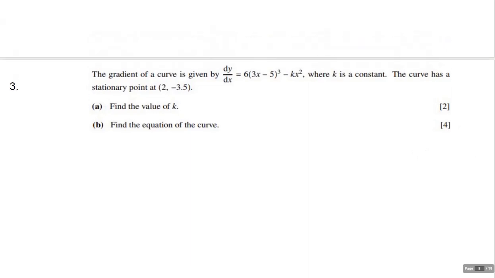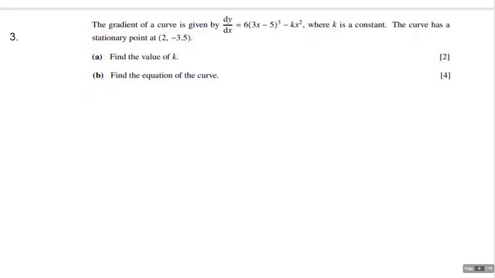They're giving you a derivative, and they're giving you this k as a constant, and they say the curve has a stationary point at (2, -3.5). They want you to find the value of k. So again, keep in mind this whole notion of stationary points. Stationary points are where the derivative equals 0. So we can use this, and they've given us the derivative already.